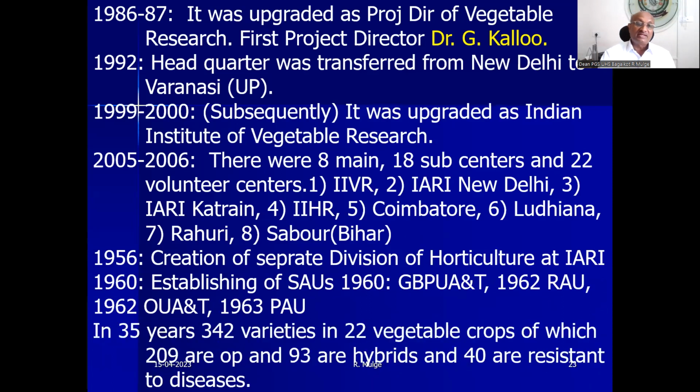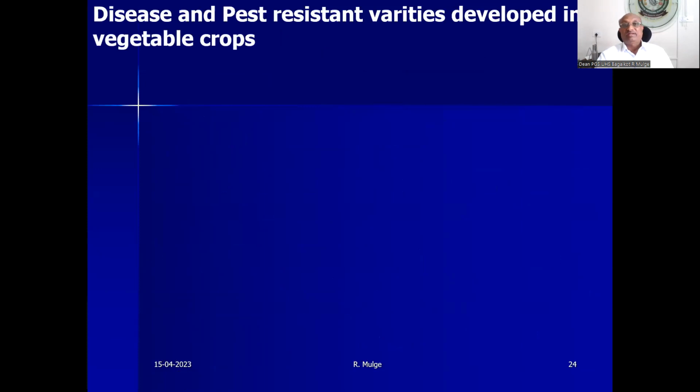Then in 35 years, 342 varieties in 22 different vegetable crops, of which 209 are open pollinated, 93 are hybrids and 40 are resistant to disease. This is the contribution by the ICAR and also the state agriculture universities involved in vegetable improvement.